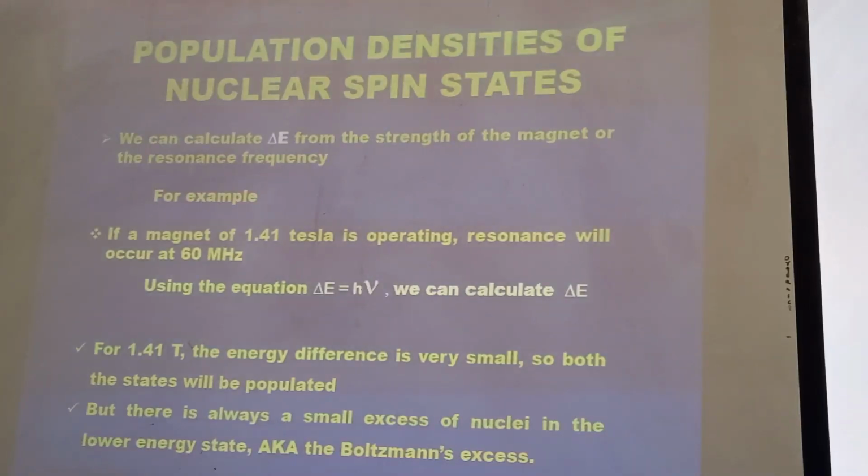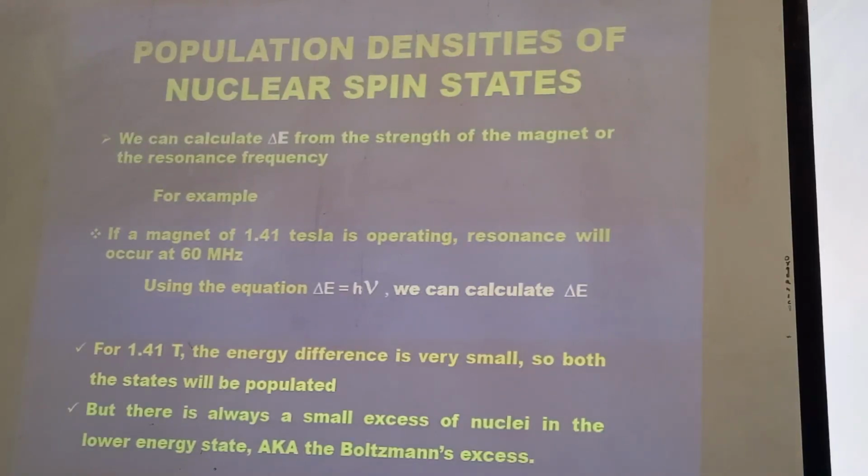Whether the energy gap is more or less, there always is a small excess of nuclei in the lower energy state, which we call the Boltzmann excess. This is from the Boltzmann distribution law, that if you have two possible spin states, a lower energy state and a higher energy state, the lower energy state would be slightly more populated than the higher energy state. And this small excess is very important in terms of the generation of signal in NMR.